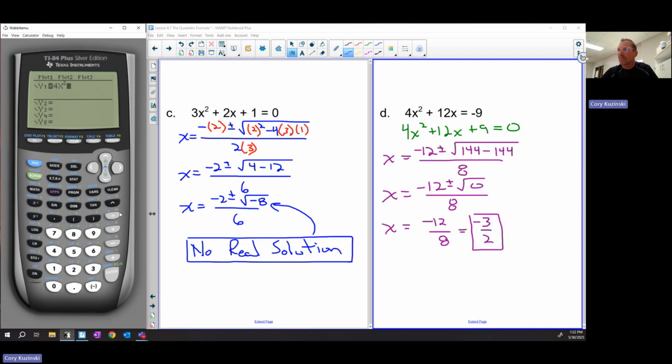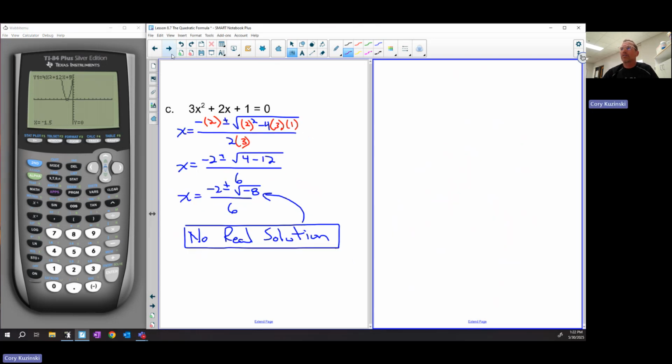4x squared plus 12x plus 9. Graph it. Looks like it only hits the x-axis once. That's why there's only one solution. And where does it hit the x-axis? At -3/2. There it is. All right. Good.